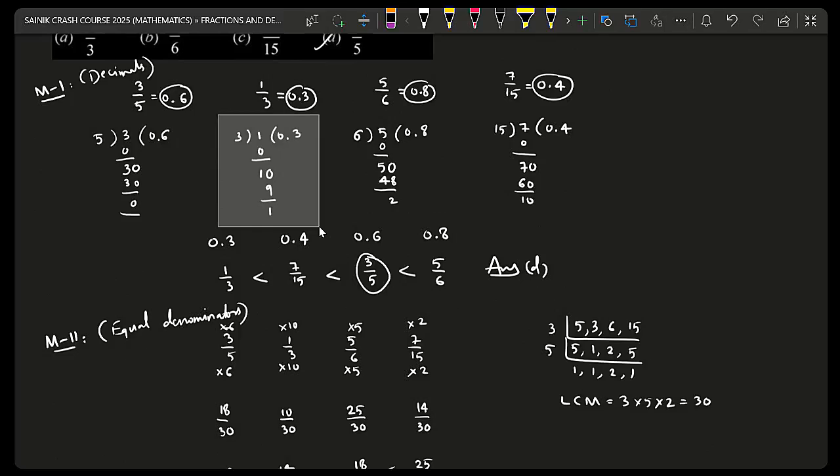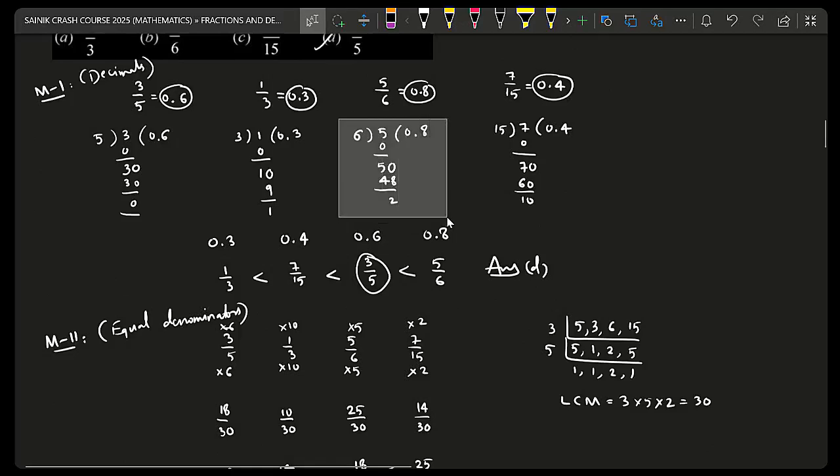Okay. 3 3s are 9 and remainder is 1. Right? Yes, sir. And here 5 by 6. 5 divided by 6. 6 0s are 0. 5 minus 0 is 5. And use decimal point.